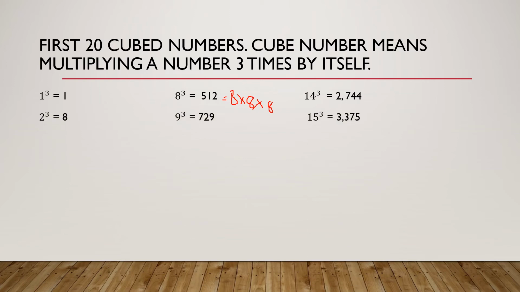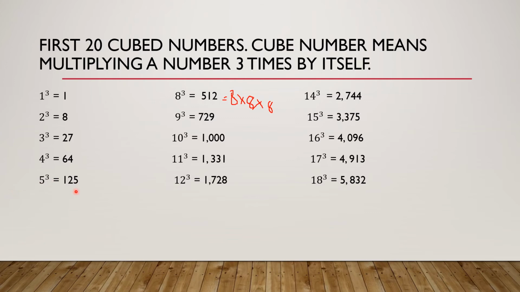Next, 2 cube is equals to 8. 9 cube is equals 729. 15 cube is equals to 3,375. 3 cube equals 27. 10 cube is 1,000. 16 cube is equals to 4,096. 4 cube equals 64. 11 cube is equals to 1,331. 17 cube equals 4,913.